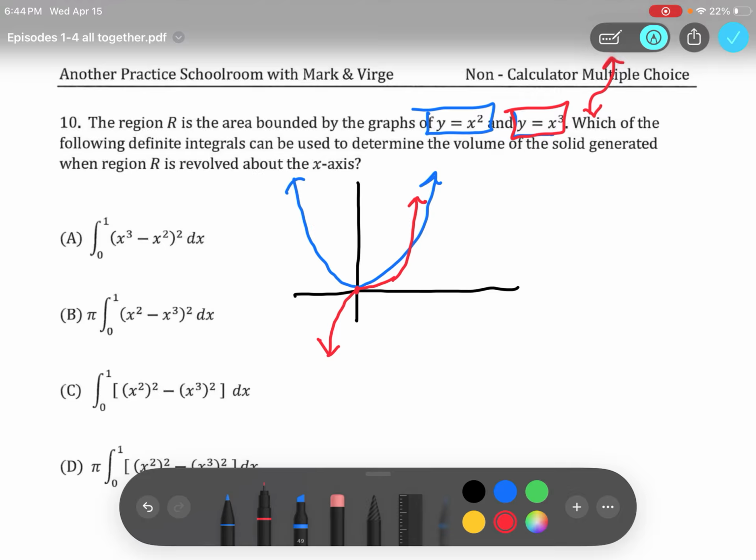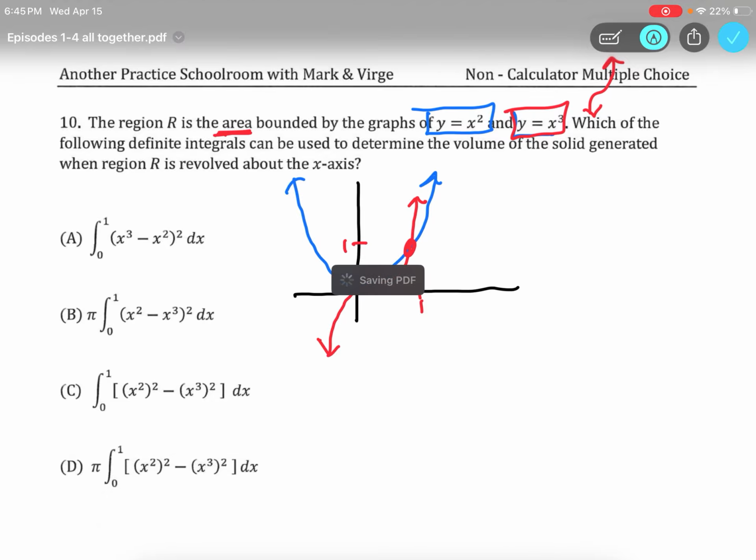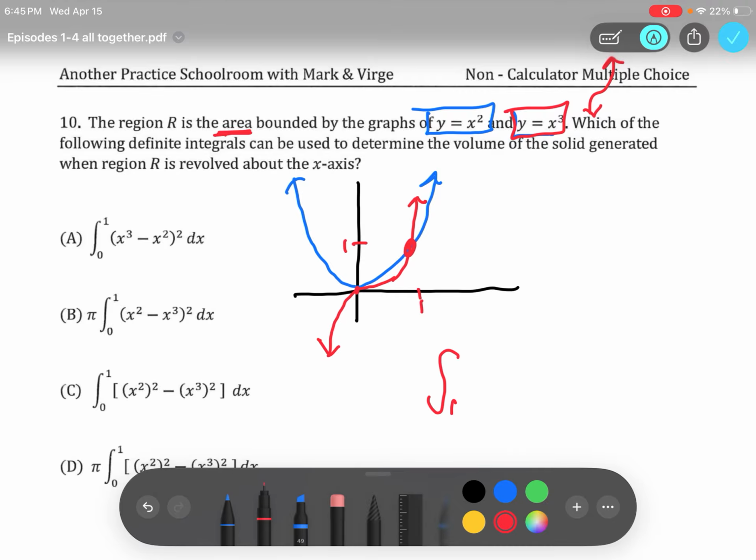Okay, so I'm going to need to find the area that is bounded by these two graphs. So I know I got to figure out where these two are intersecting. They're going to be intersecting at 1, 1. I know for my x squared graph that it always goes through 1, 1. And then for my x cubed graph, 1 cubed is 1, so it's also intersecting at 1. So my bounds are going to be 0 to 1.